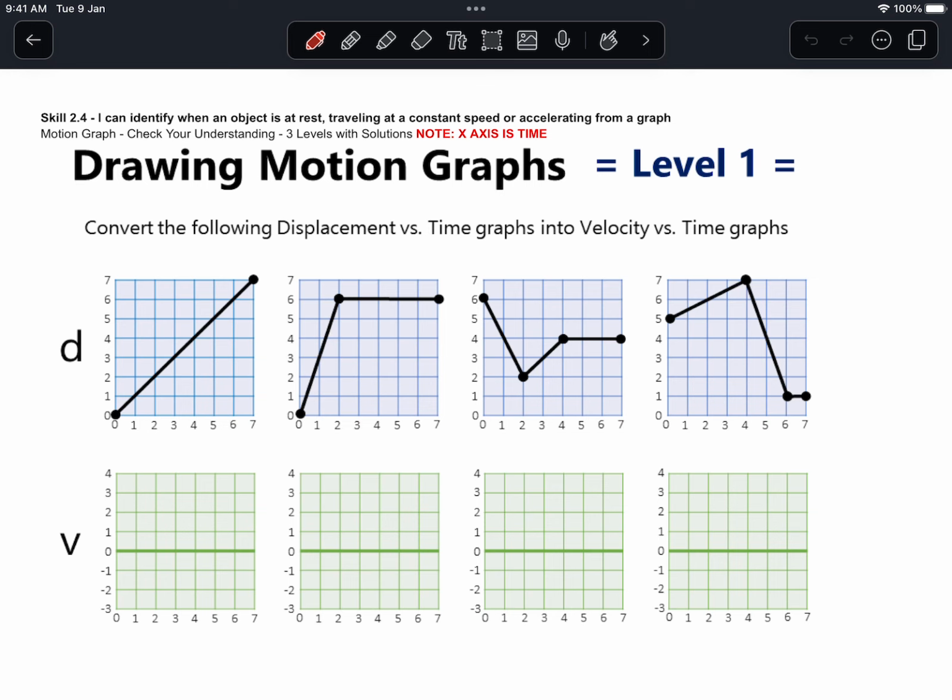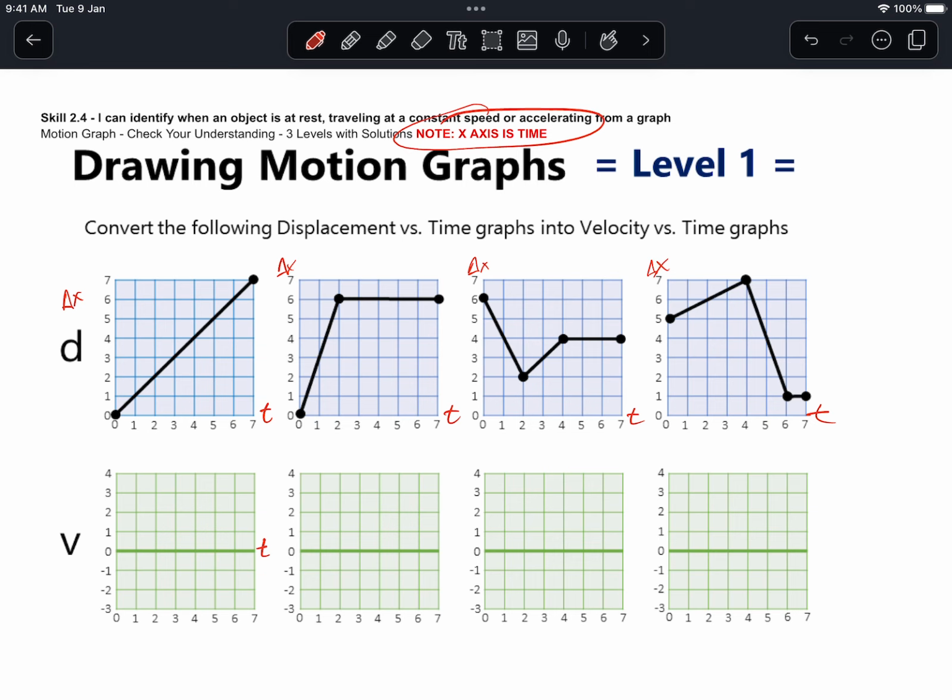So the big idea with a distance versus time graph, note up here it says x-axis is time. So all of these really have time on this axis, and distance, or we've been saying change in position, for my y-axis. Now notice down here, it's velocity versus time. So I have a velocity versus time graph, which is different than a distance versus time graph. And we're going to see how.